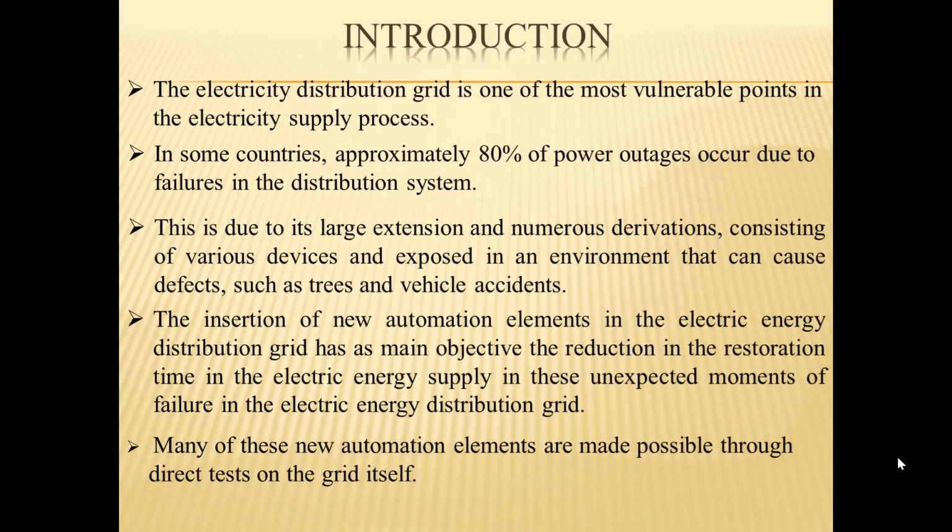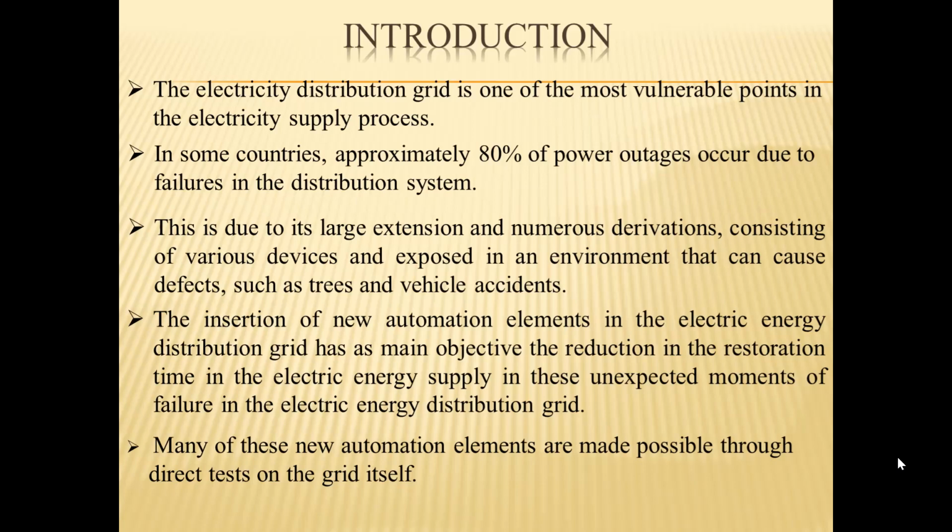Coming to the introduction part, the development of an automated distribution grid involves the implementation of advanced technologies such as smart sensors, machine learning algorithms, and automation software to optimize the distribution of electricity in a more efficient, reliable, and cost-effective manner. This can improve the quality of services for customers and help utilities meet the increasing demands.